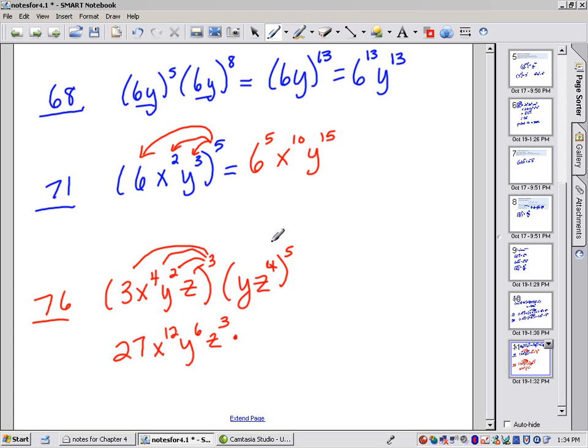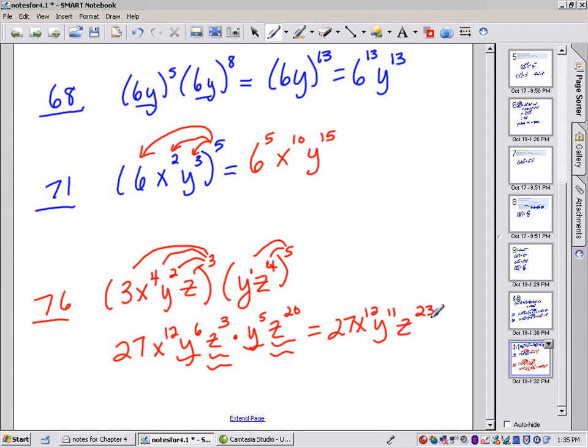Now that's multiplied by the second expression, all raised to the 5th power. So y raised to the 5th is y to the 5th, right? We're multiplying, that's an understood 1 times 5. Then z would be raised to the 20th power. And then we're not done because we have like bases. So we can combine these like bases, since we're multiplying like bases. We can add their exponents. So this expression would be 27x to the 12th, y to the 6 plus 5, which is 11, and z to the 23. So if you have any problems with this material, please contact me and I'll be glad to help you out.